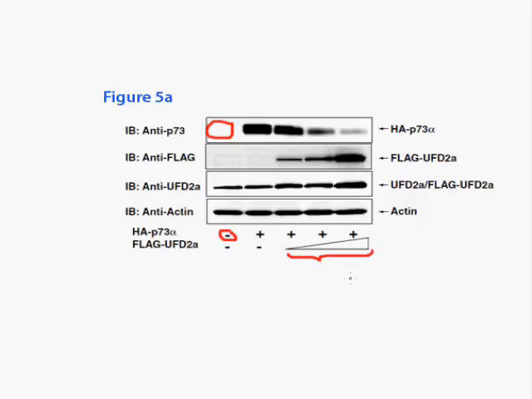Next, in some of these lanes, the cells were co-transfected with the plasmid for flag tag UFD2A, which expresses the protein in various amounts. As you can see from this panel, this is an immunoblot against the flag tag on UFD2A, and it can be seen that the levels of UFD2A introduced on the plasmid increase. This panel just shows the overall levels of UFD2A, so both endogenous and flag tagged UFD2A from the plasmids, and they're shown to increase as well.